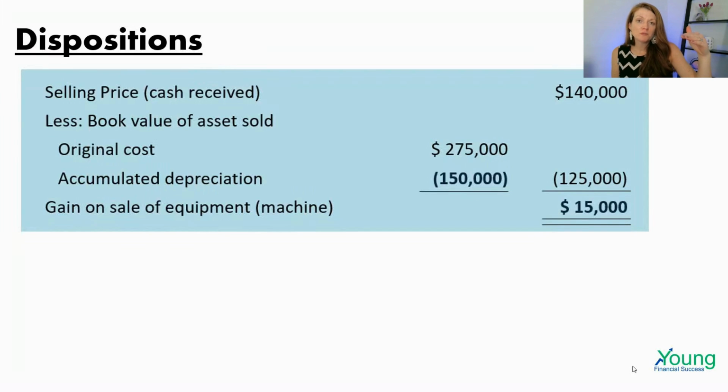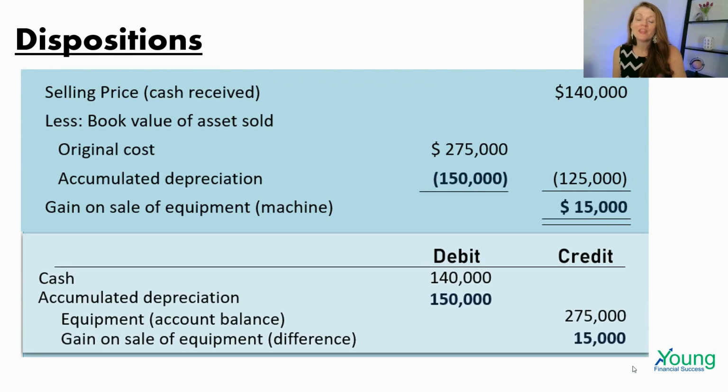So we take the cash proceeds, the 140, minus the book value of 125. We end up with a positive 15,000, which means there's a gain. So when we make our journal entry, we are going to be debiting cash because we got cash of 140,000 coming in. We're going to debit accumulated depreciation because that is a contra asset. It has a normal credit balance.